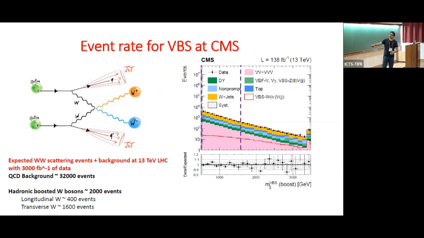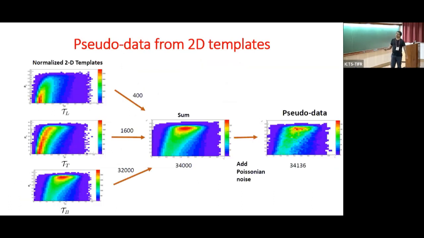Sorry, this would be your signal, this would be your background. And let's say you have 20% longitudinal W. So you would have 400 longitudinal, 1,600 transverse. Now what we can do is we generate pseudo data by taking a linear combination of the longitudinal, transverse, and background templates in this ratio, 400, 1,600, 32,000, and we get the sum. We add Poissonian noise, and that gives us this distribution. So this is what we consider pseudo data.